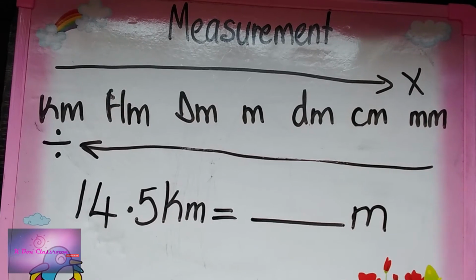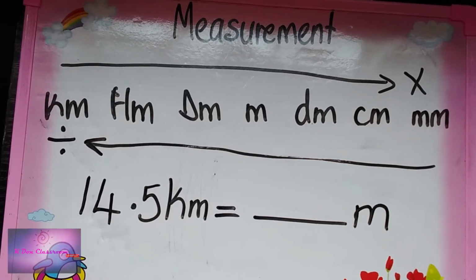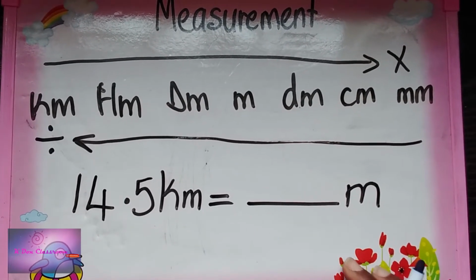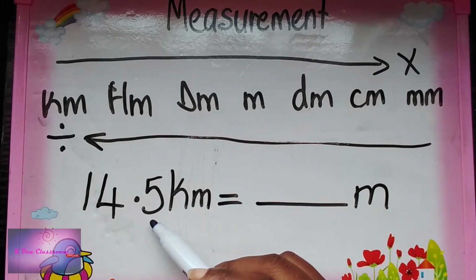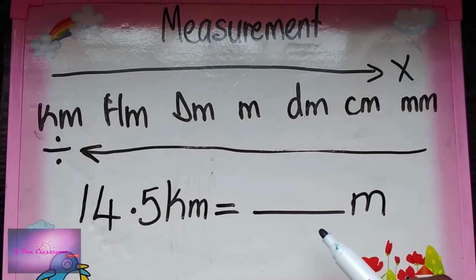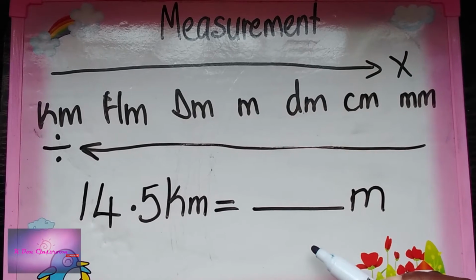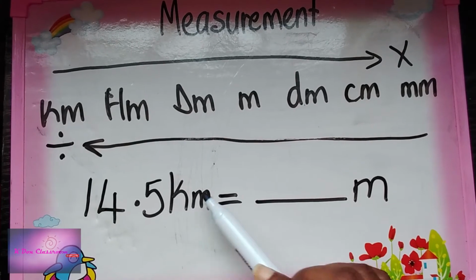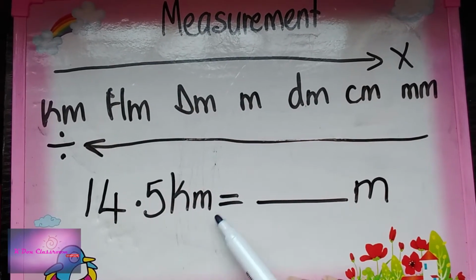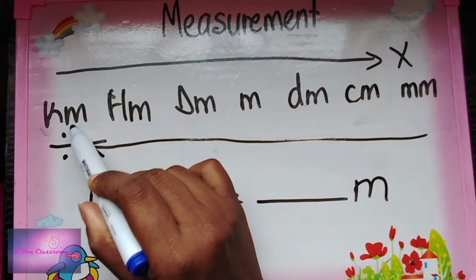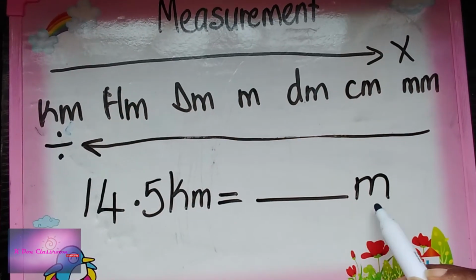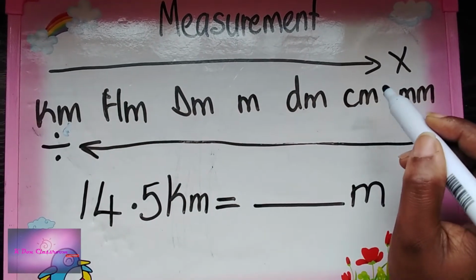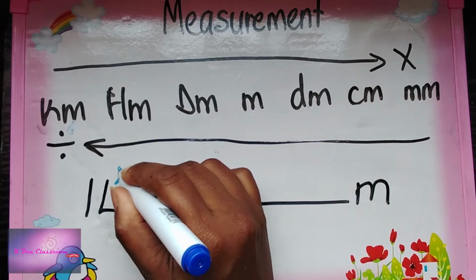Let's try another one. This time I have a decimal number to convert. 14.5 km equals how many meters? We still need to find out what we are going to do, which direction are we going. Are we going to multiply? Are we going to divide? So we have to use our units to help us decide. We are starting at km. Here's km. And we are going to meters. So it means that I am going in this direction, which is to the right. So I know that I will multiply.